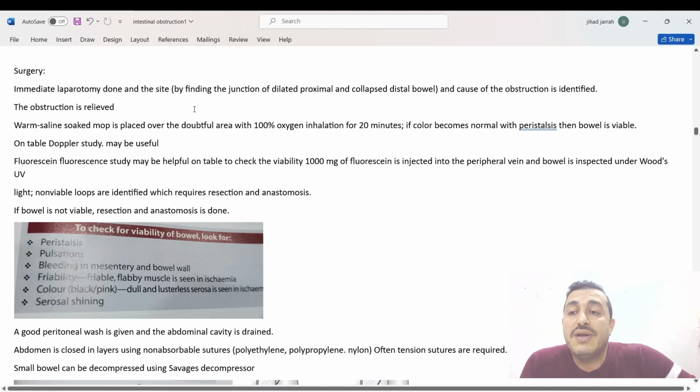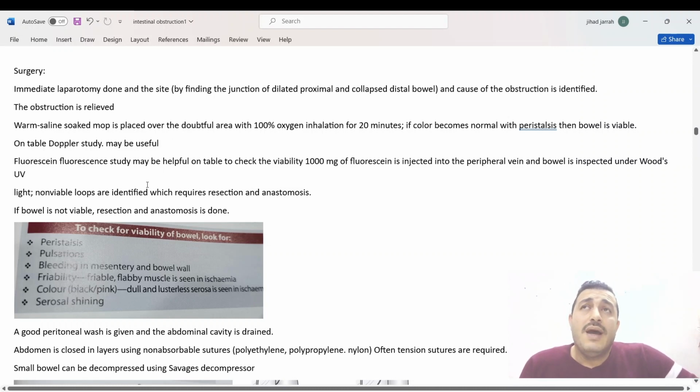The obstruction should be relieved. How depends on what the cause is. Is it adhesion? Is it a tumor? Is it a band? Is it gallstone ileus? It depends. We relieve the obstruction. Laparotomy, relieve the obstruction, and then we have to assess the viability of the bowel.